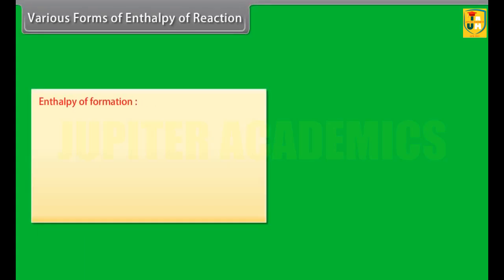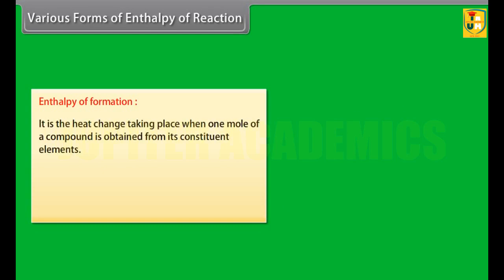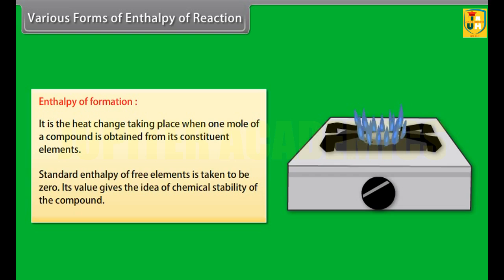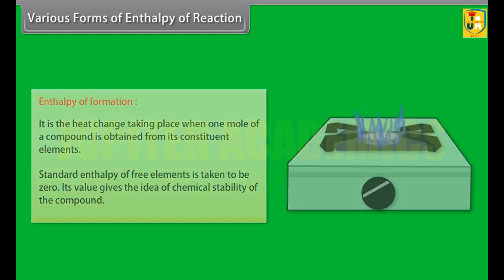Various forms of enthalpy of reaction. Enthalpy of formation. It is the heat change taking place when 1 mole of a compound is obtained from its constituent elements. Standard enthalpy of free elements is taken to be 0. Its value gives the idea of chemical stability of the compound.